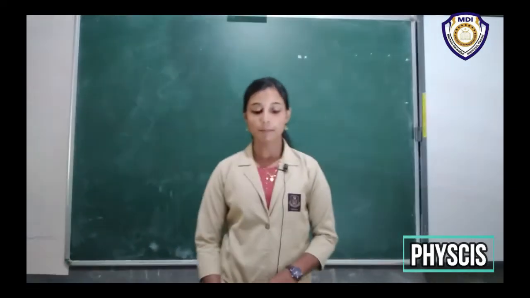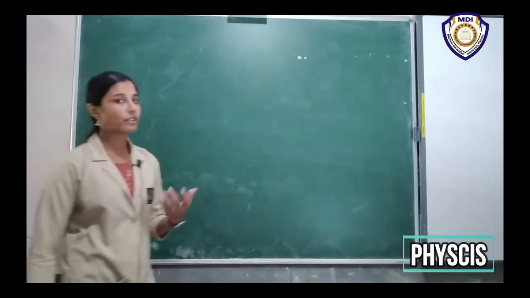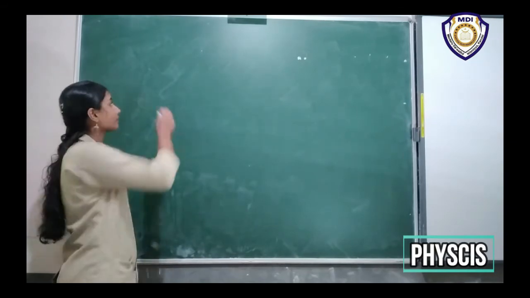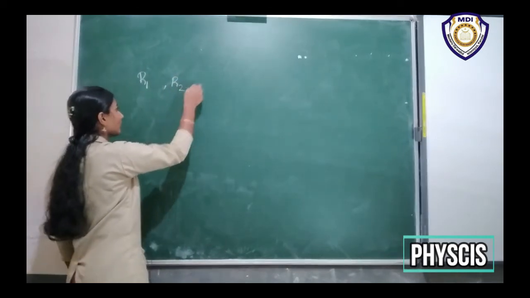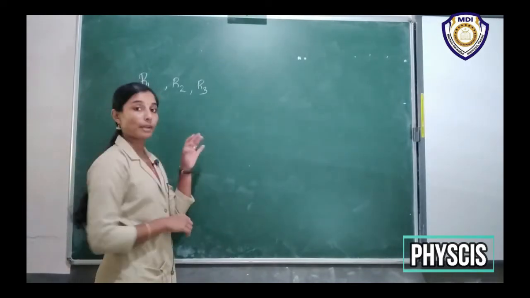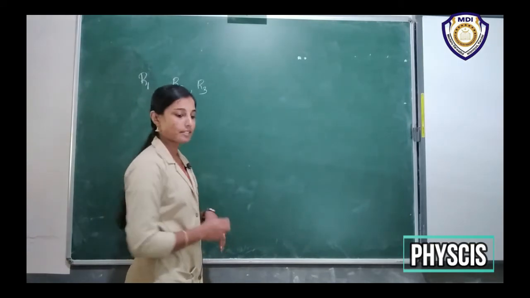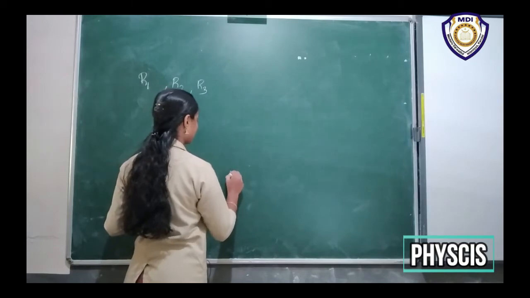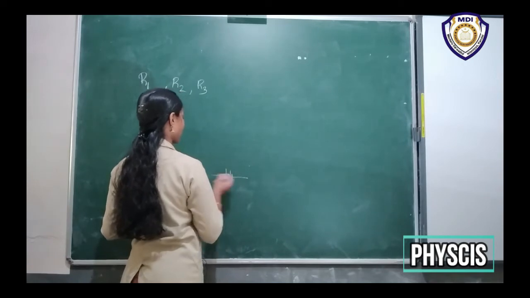So the resistors are in parallel. How can we connect resistors in parallel? Suppose there are resistors having resistance R1, R2 and R3. How can we connect these resistors together in the parallel method? We have a circuit that contains a battery or cell. Here we can take this is the battery, right?